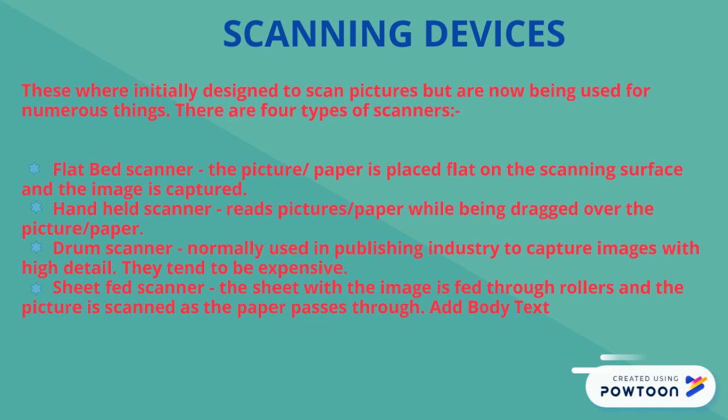You then have the drum scanner, and this is normally used in the publishing industry, where it captures images, and because of the industry it's used in, it's very expensive. And finally, we have the sheet feed scanner. With the sheet feed, the image is fed through rollers, and the picture is scanned as the paper passes through it. Right? So that is basically your 4 types of scanners.